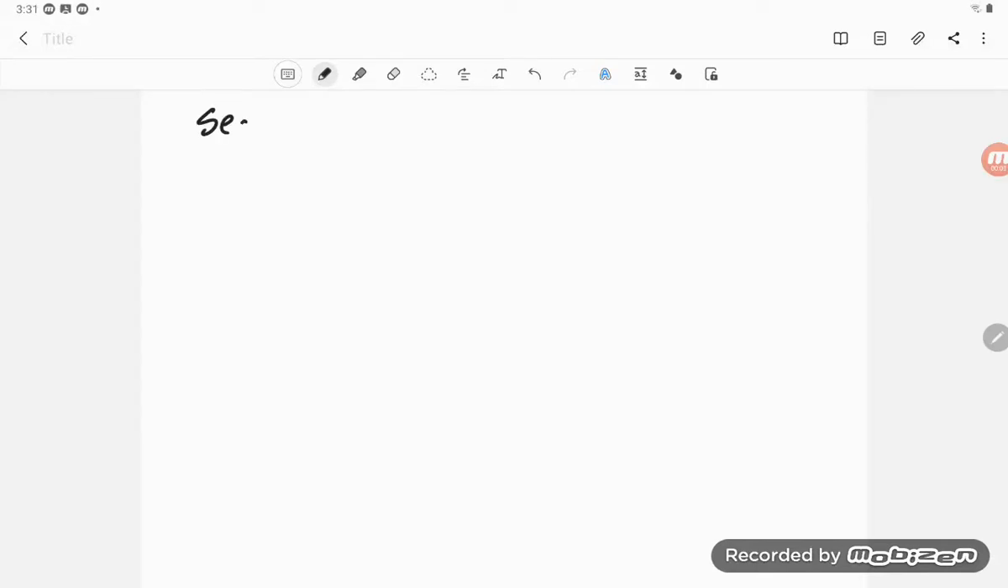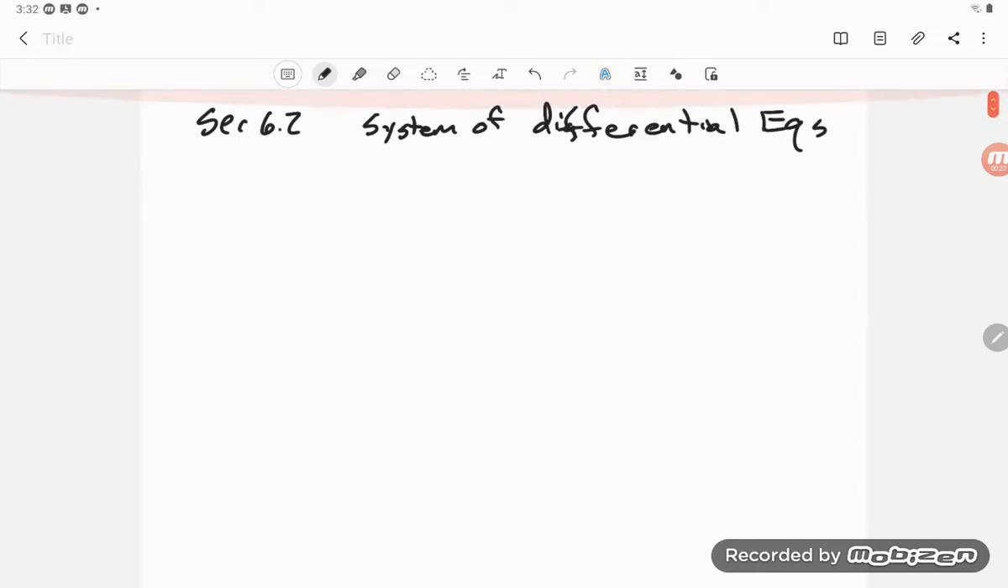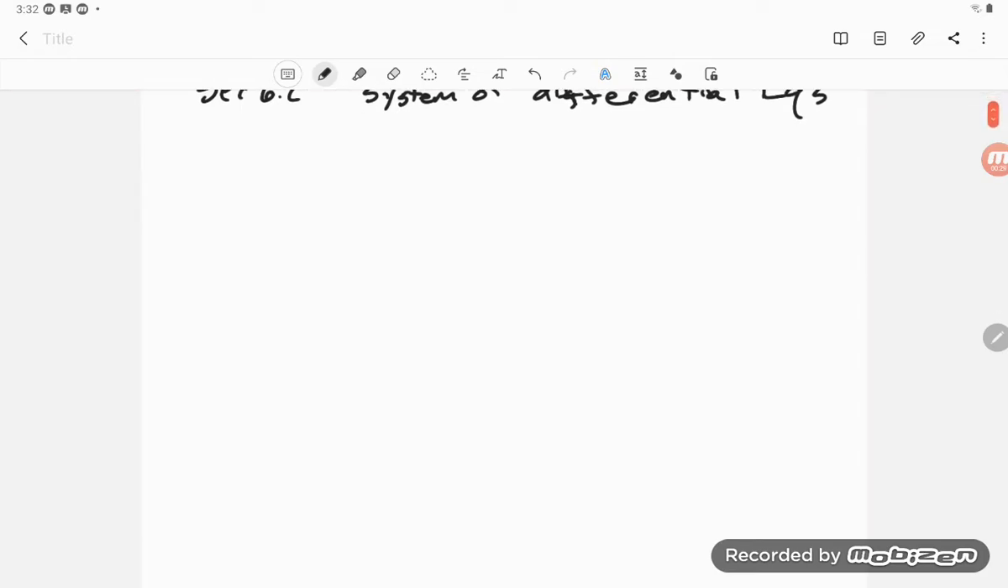Okay, this is section 6.2. This is a system of differential equations, a homogeneous system, I guess, of differential equations. Okay, so this is just a second example, and again, it's a homogeneous system.